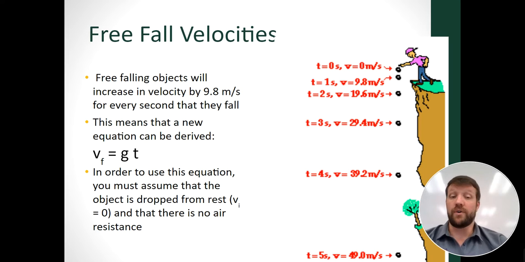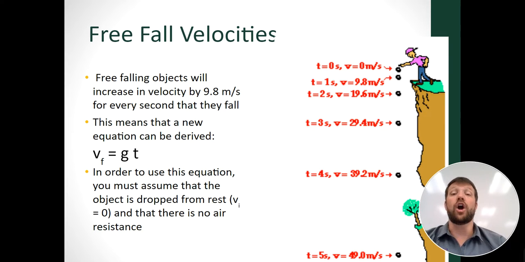Velocities for objects in free fall are going to increase. Free-falling objects will increase in velocity, and this is specific to Earth because it's based on the pull of the Earth, but they're going to increase in velocity by 9.8 meters per second for every second that they fall. So, meters per second.